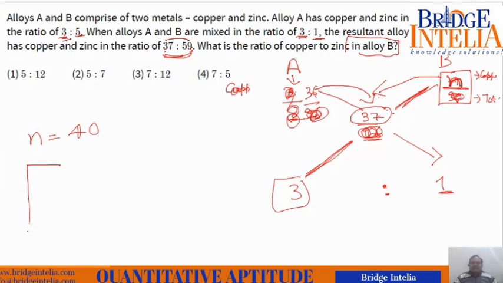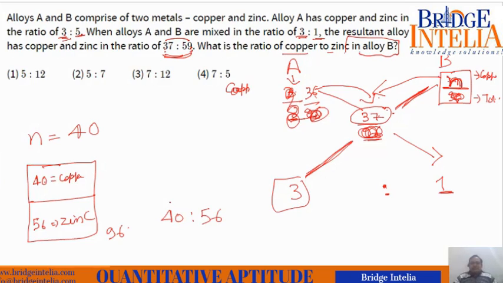So what you are trying to say is that in alloy B, total parts are 96. Out of those 96 parts, 40 parts are copper. That's why you can easily say how many parts were zinc. The remaining portion must be zinc, 56 must be zinc. So we have to find the ratio of copper and zinc in alloy B. So the ratio 40 is to 56. Both are divisible by 8. So 5 is to 7.